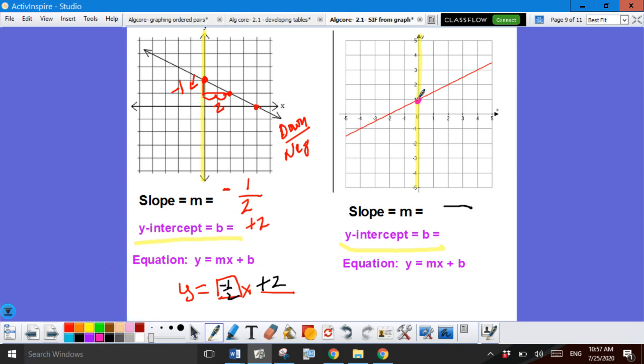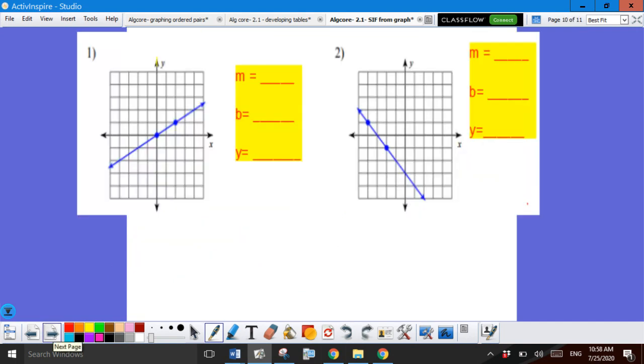Okay, let's see how you did. Starting at positive 1. I see a second point right here. I'm going up, so I went up 1. 1, 2, that is a 2. So my slope is positive 1 over 2. So my equation is y equals 1/2 x plus 2. Oops, not plus 2, plus 1. Okay, let's see what you can do with these. So find your slopes, find your b's, and write your equation.